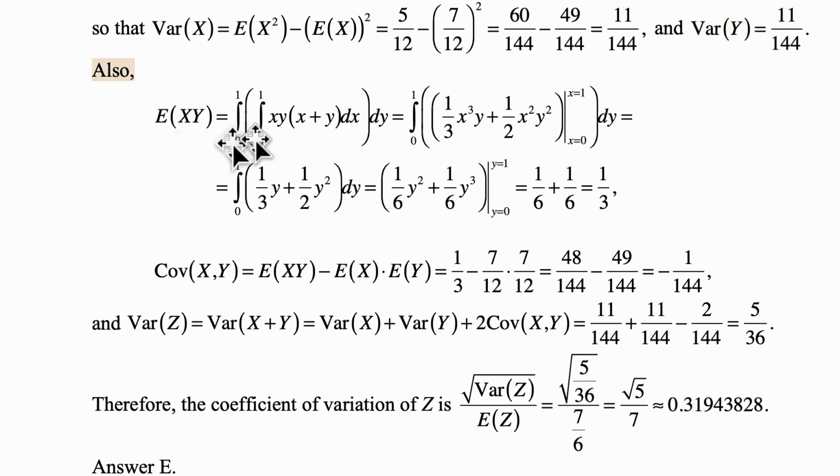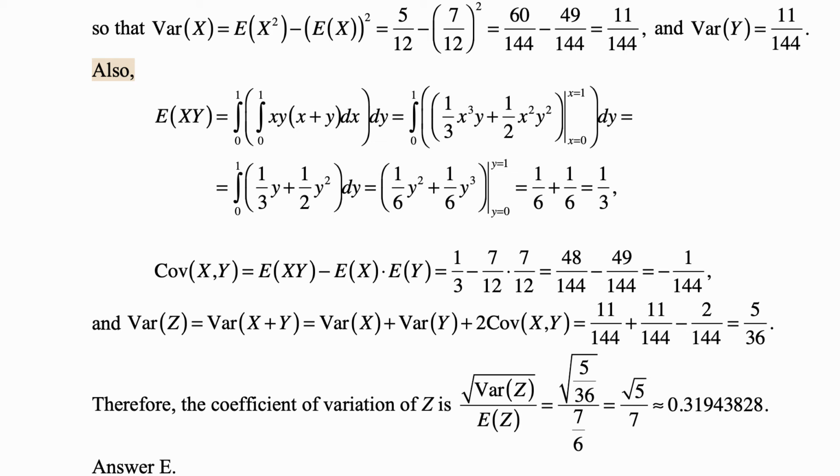Also, E of xy is the integral from 0 to 1 of the integral from 0 to 1 of xy times x plus y dx dy. That's the integral from 0 to 1 of 1/3 x cubed y plus 1/2 x squared y squared evaluated from x equal to 0 to x equal to 1 dy, and that's the integral from 0 to 1 of 1/3 y plus 1/2 y squared dy, which is 1/6 y squared plus 1/6 y cubed evaluated from 0 to 1. That's 1/6 plus 1/6, and that's 1/3.